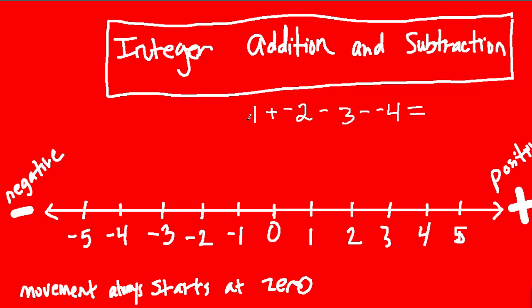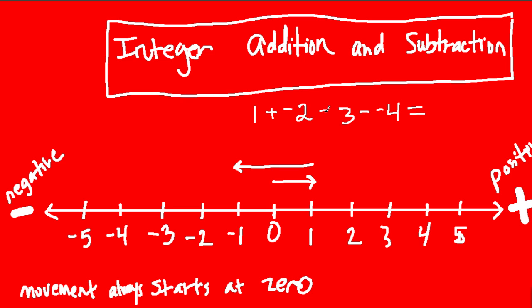So let's start with 1. We're adding 1 from 0. That's where we start, 0. So plus 1. So we hop up to 1. And now we're sitting here at 1. Next we add negative 2. Well, when you add negative 2 to where you are, you're going to go in the negative direction from where you are. So you're at 1. Let's go in the negative direction 2 spaces. 1, 2. And now we're here at negative 1.